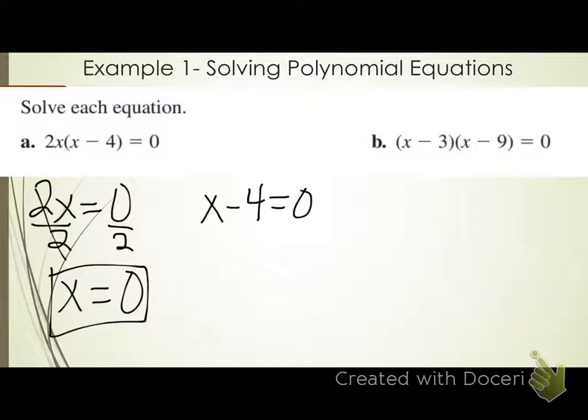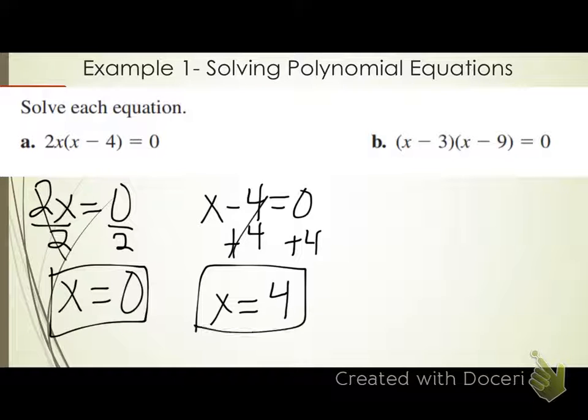x minus 4 equals 0. How do I get x by itself? Add 4 to both sides. x equals, what's 0 plus 4? 4. There's another answer. Everyone okay with that?